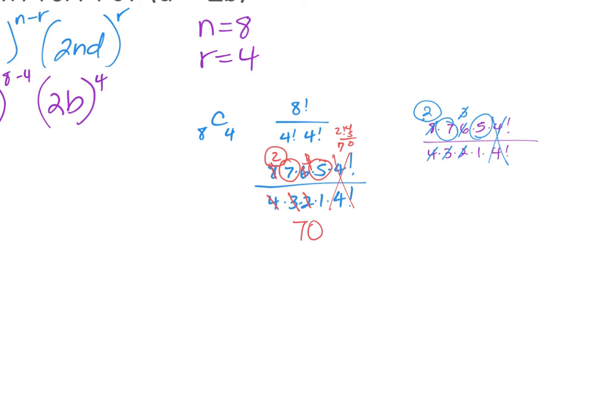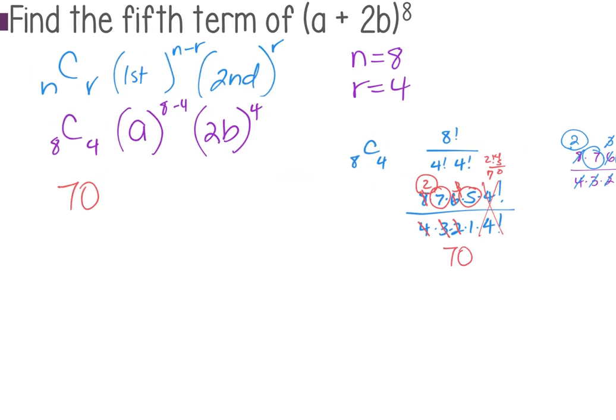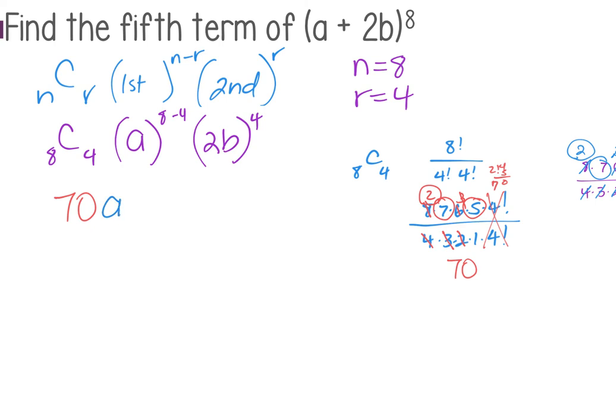So I go right to left. You don't have to. I just go right to left because you usually tend to be able to cancel at least one whole number out. But you don't have to do it that way. Okay, so then the A is raised to the 4th because it'd be 8 minus 4. The 2 is raised to the 4th power, and then the B is raised to the 4th power.